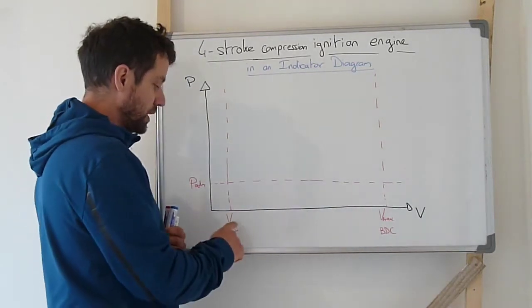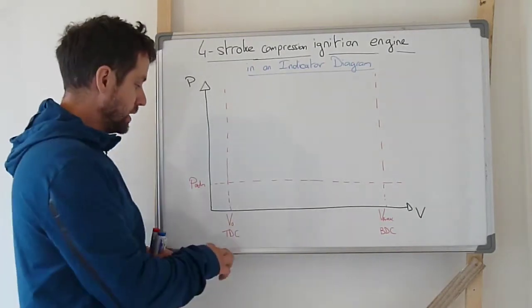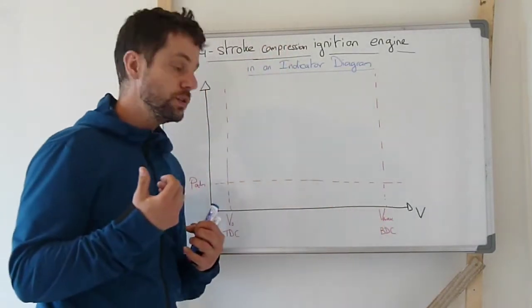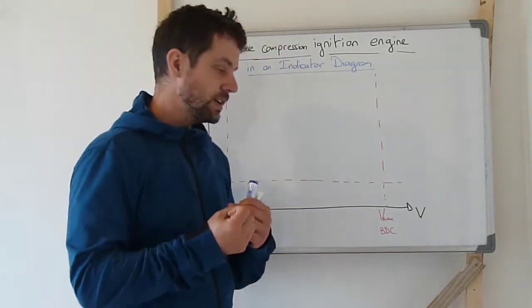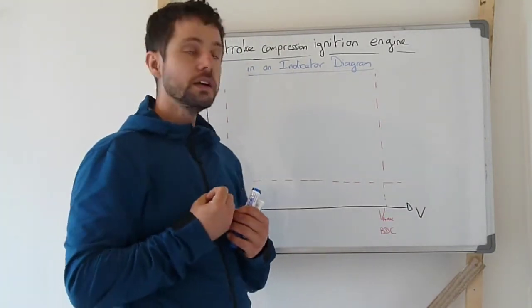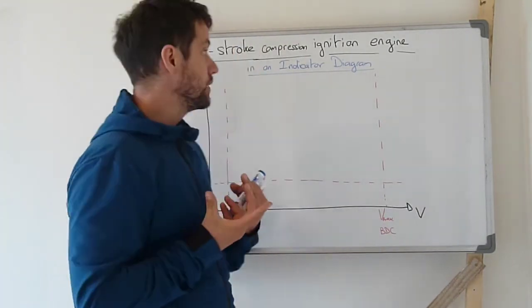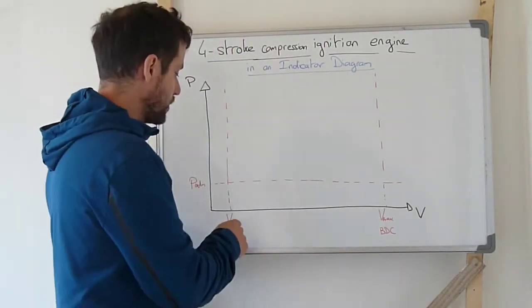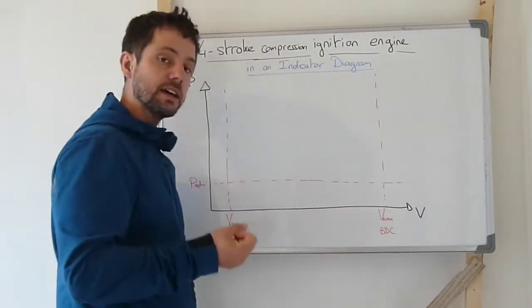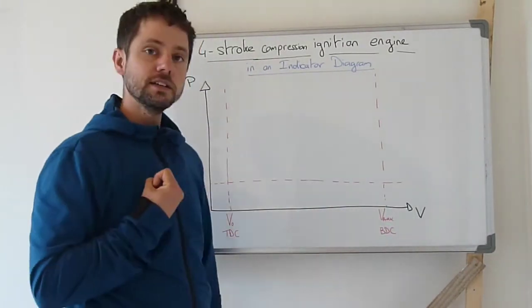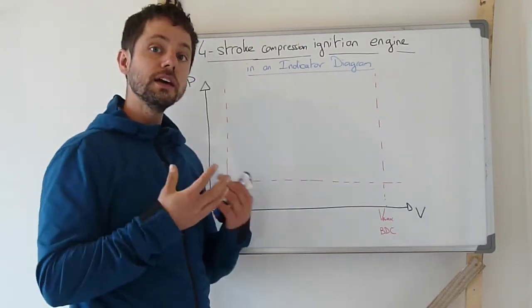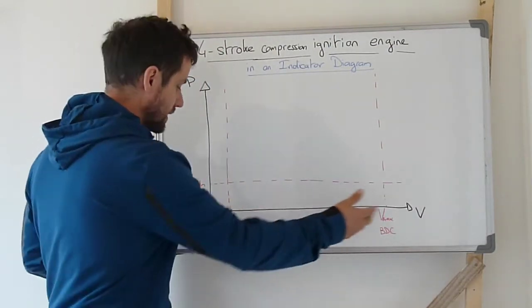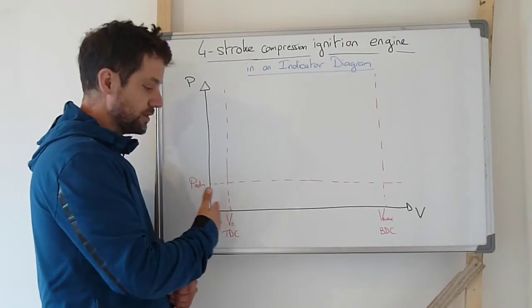So for the volume, we have the minimum volume or clearance volume when the piston is at the top dead center, and we also have the maximal volume when the piston is at the bottom dead center. The difference with the compression ignition engine is that the ratio between these volumes is higher than for the spark ignition engine, because we have a higher volumetric compression ratio. So on this scale, the clearance volume will be closer to 0.